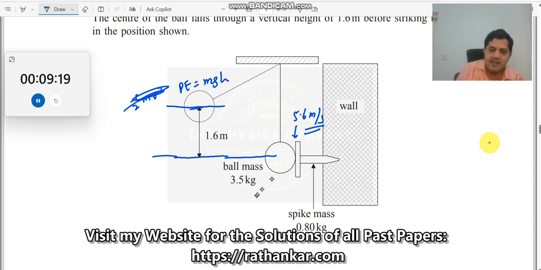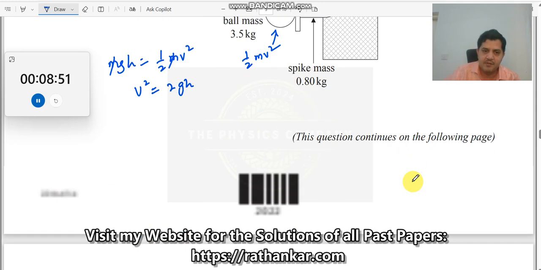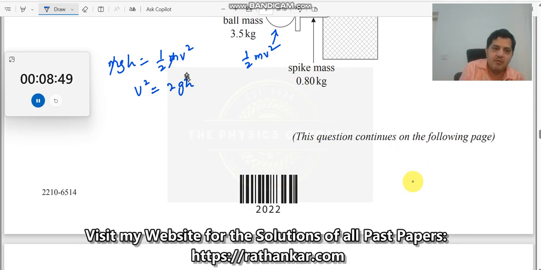When it comes and hits here, all the potential energy has got converted into kinetic energy, which means the energy here is half mv square. Now we can equate it. There is no air resistance. You can write mgh is equal to half mv square, where v is the speed of the bob at this point. So this m and m goes away. We are not concerned with this m here. So v square should be equal to 2gh, right? So v square equal to 2gh.